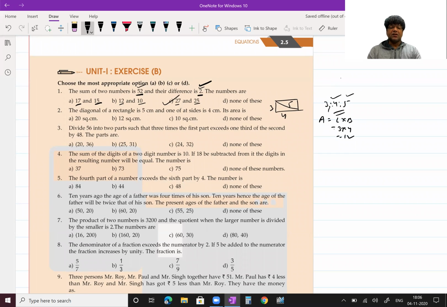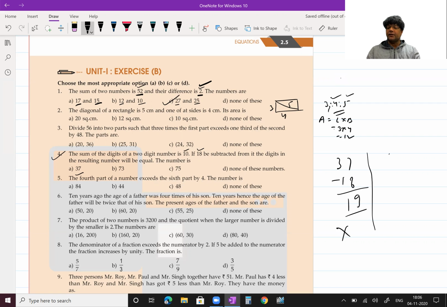See, fourth number. Sum of digits of a 2-digit number is 10. First condition. Second condition, 18 be subtracted from it. The digits in the resulting number will be equal. Digits will be equal, like 2 2, like 3 3. Number is 37. 3 plus 7 is 10. Yes, first condition satisfying. But from 37, if I subtract 18, the two digits will be equal. 17 minus 8 is 9. No guys, 1 and 9 are not equal, so this is not the answer.